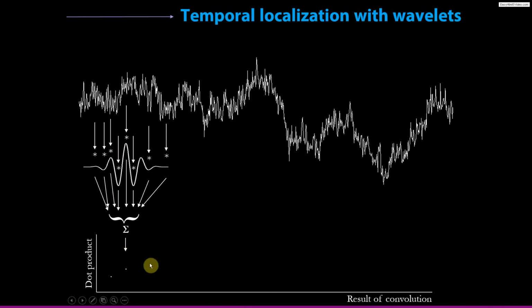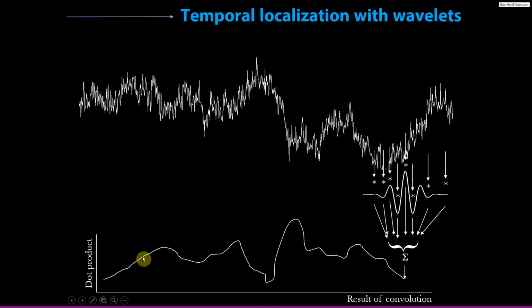And the result of convolution goes at the time point corresponding to the center of the wavelet. So here, at the center of the wavelet. And then you slide, so this is one step of convolution, then you slide the kernel over the data by one time point and compute the dot product again, and so on until you get a time series of dot products. And this time series of dot products is the result of convolution.